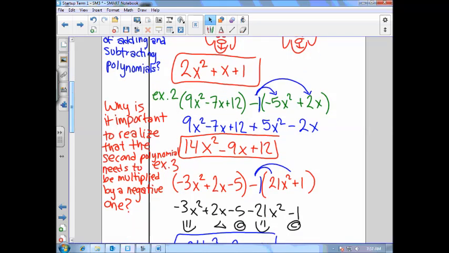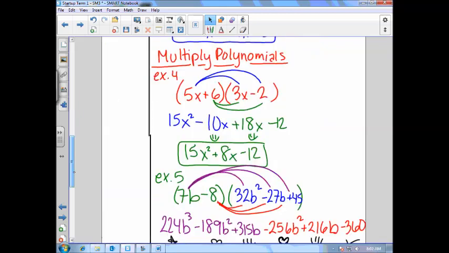Now we go on to the next section, which is subtracting. And we answer its question. Why is it important to realize that the second polynomial needs to be multiplied by a -1? Why is that important? Okay, so you need to answer that in a complete sentence. Make sure you introduce it by restating the question. It is important to realize this.